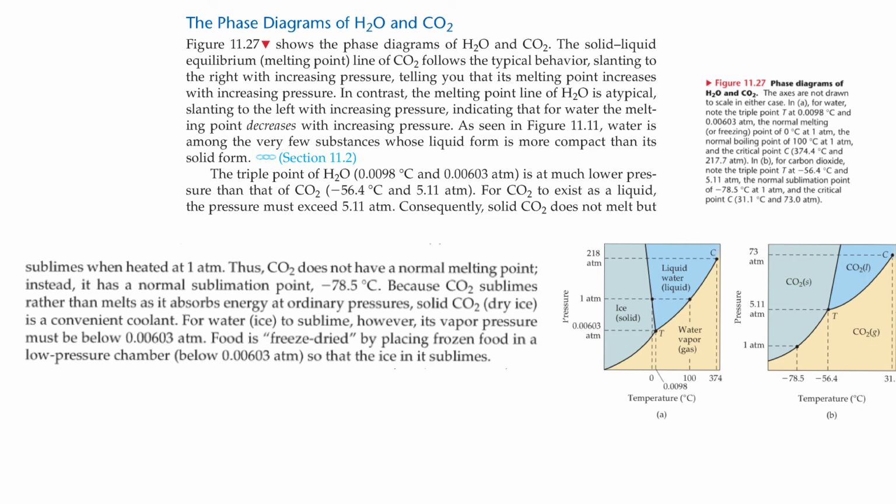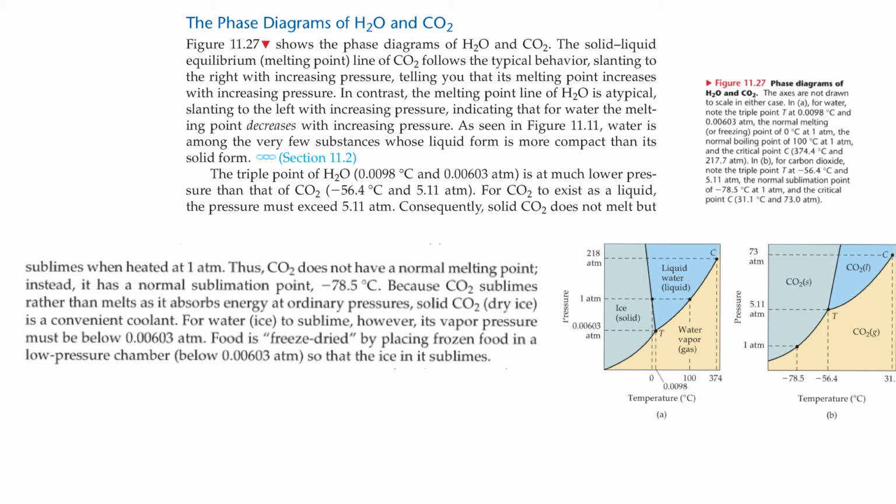The phase diagrams of water and carbon dioxide. Figure 11.27 shows the phase diagrams of water and carbon dioxide. The solid-liquid equilibrium, melting point line of carbon dioxide follows the typical behavior, slanting to the right with increasing pressure, telling you that its melting point increases with increasing pressure. In contrast, the melting point line of water is atypical, slanting to the left with increasing pressure, indicating that for water, the melting point decreases with increasing pressure.